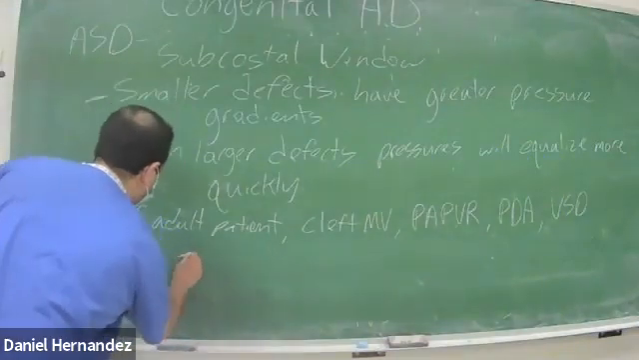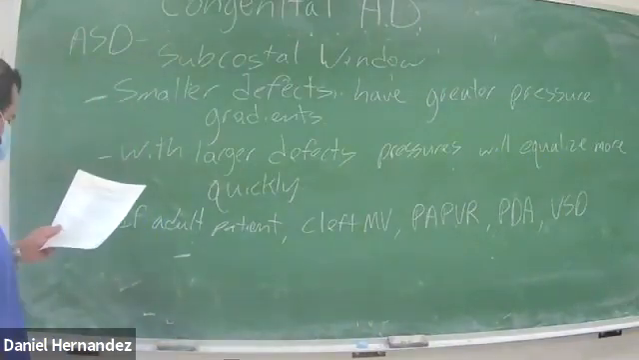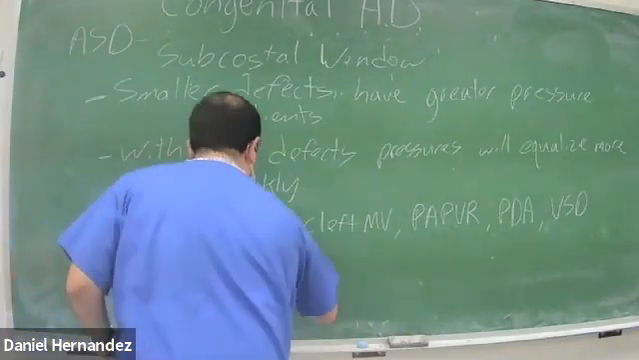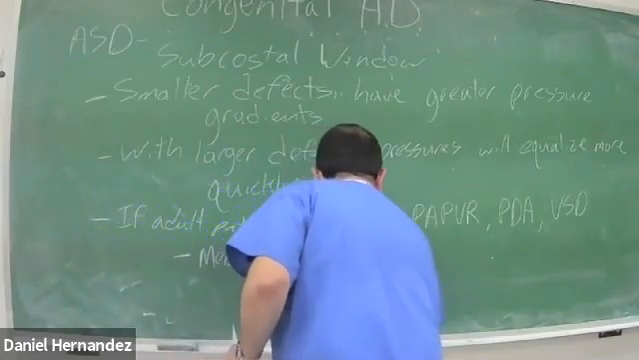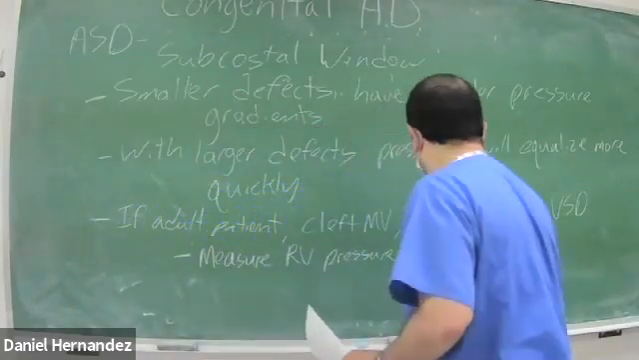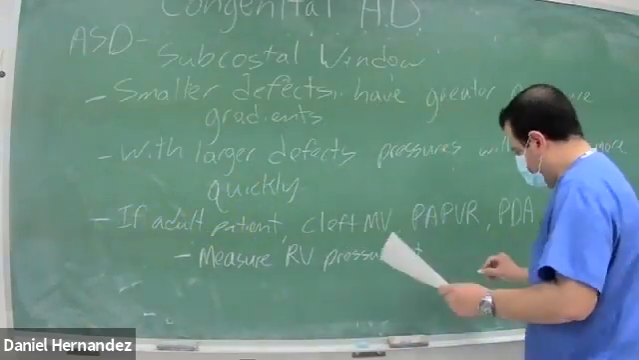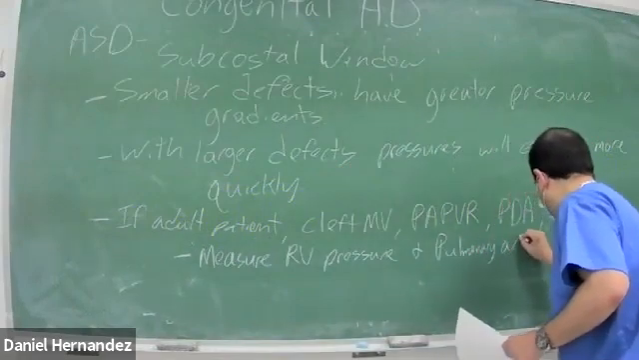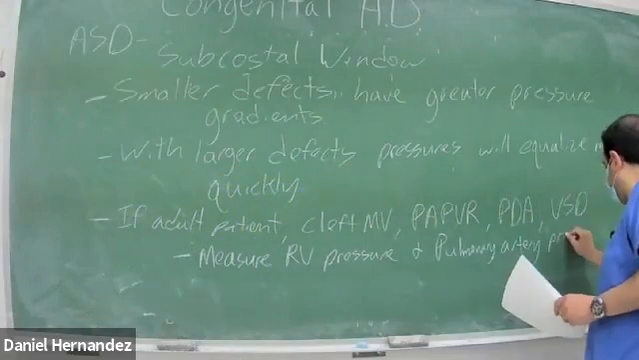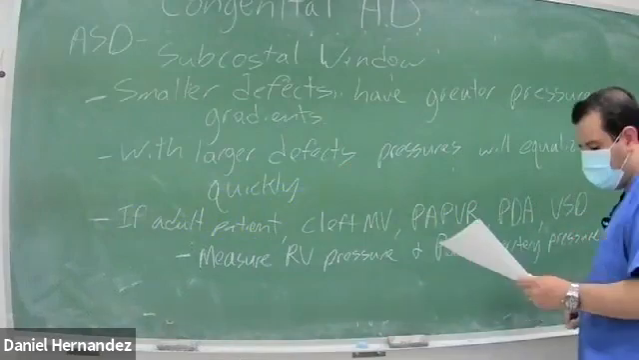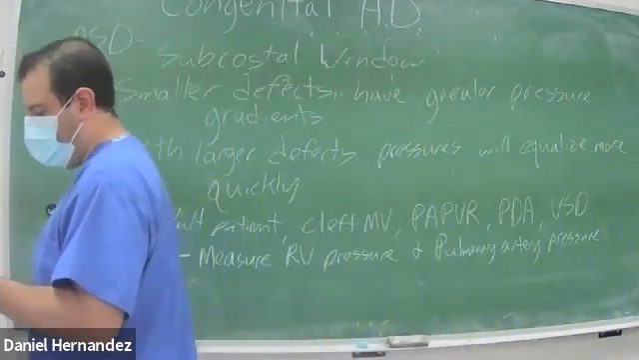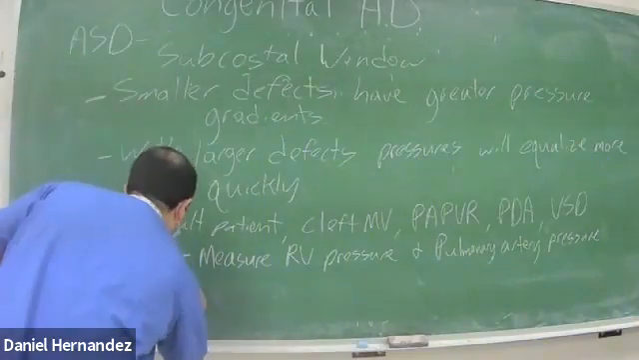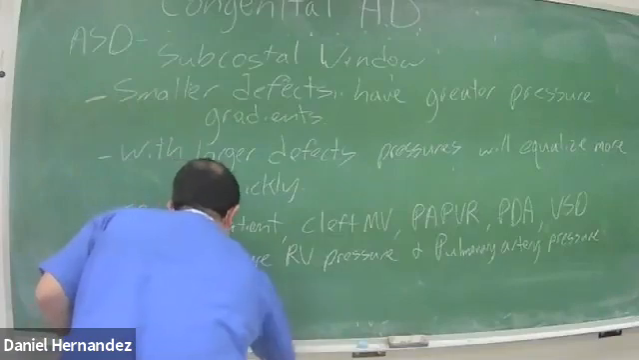Also, if it's an adult patient, we're going to measure right ventricular pressure and pulmonary artery pressure. And then we're also going to measure the gradient across the shunt.